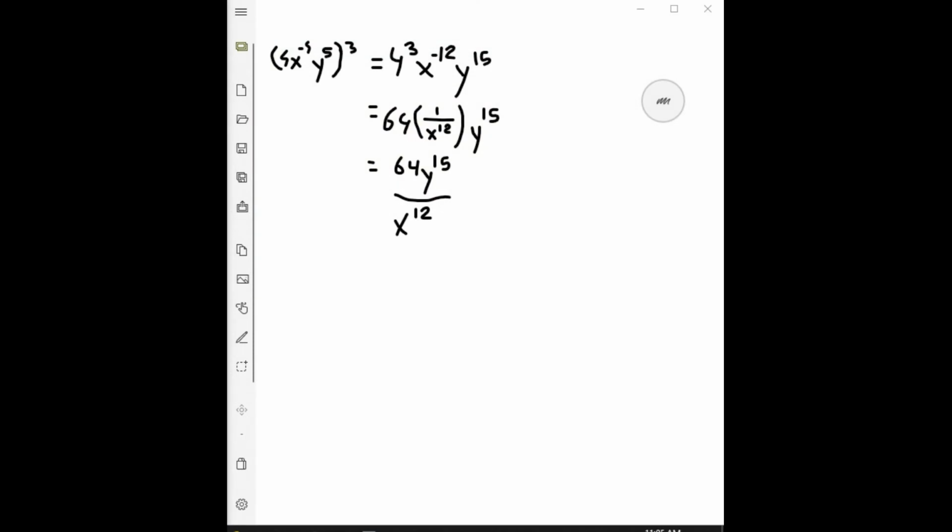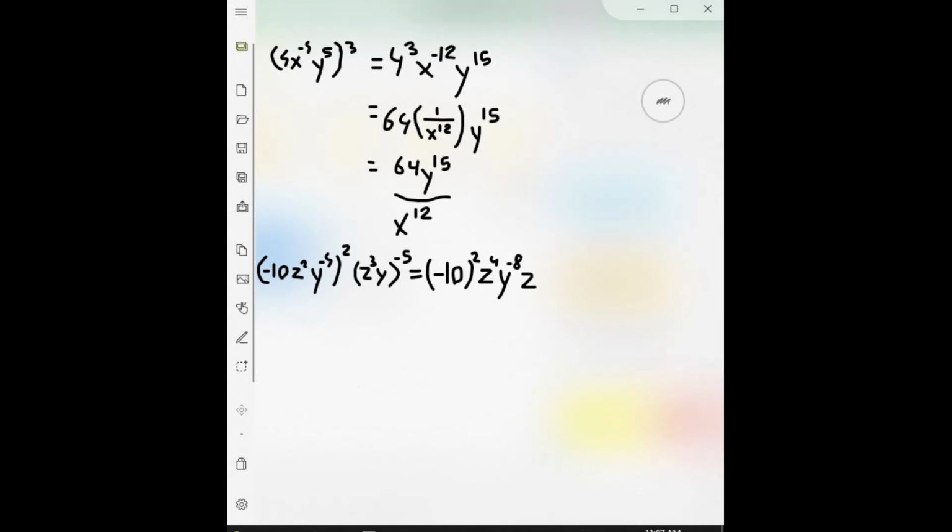So for this next example, we have negative 10 times z to the power of 4 times y to the power of negative 4 raised to the power of 2. And then that is going to be multiplied by z to the power of 3 times y raised to the power of negative 5. First, we're going to evaluate everything inside of each parentheses individually. Then once we've evaluated that, we will evaluate the two solutions together. This is a typical sort of question you'll see in calculus.